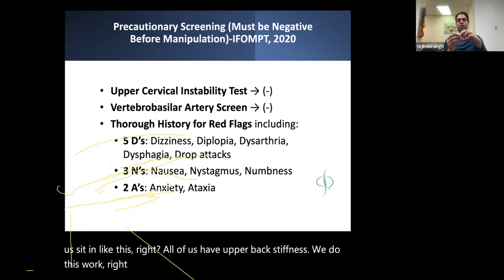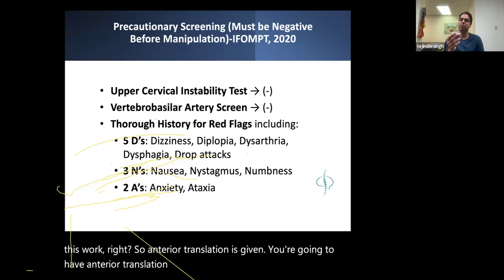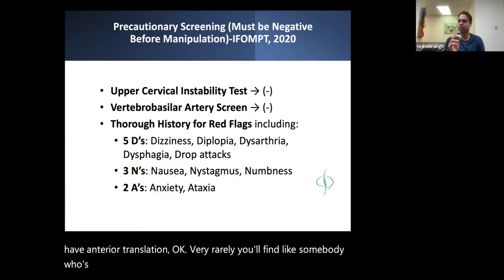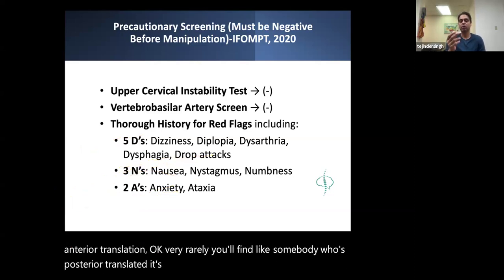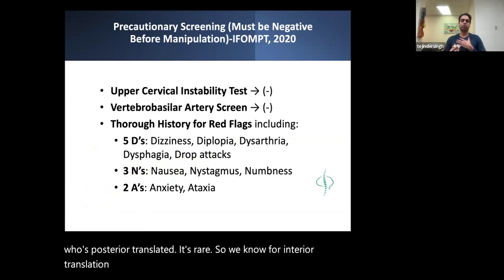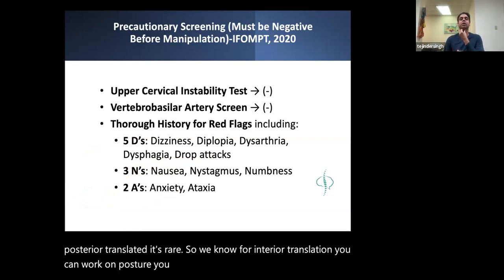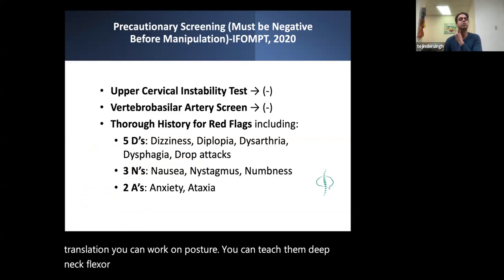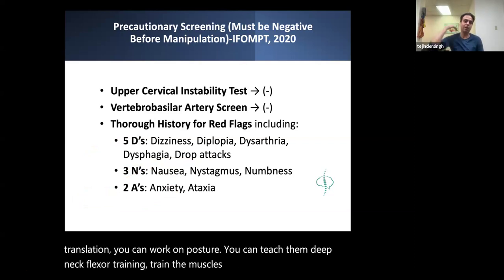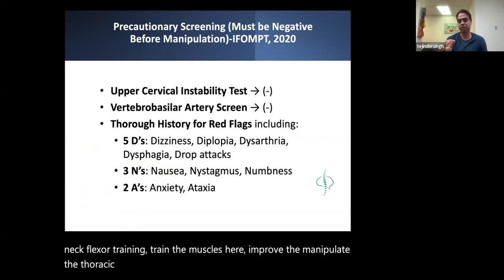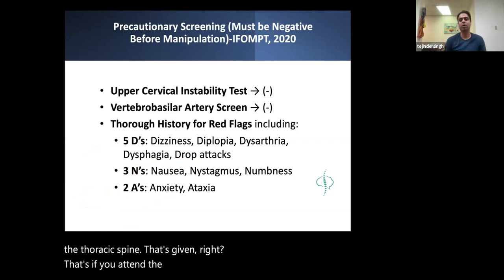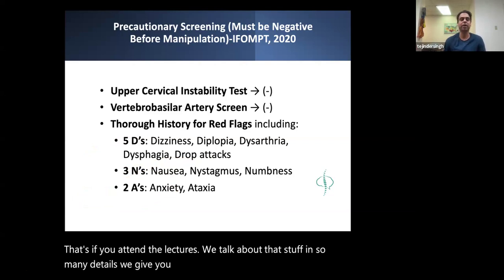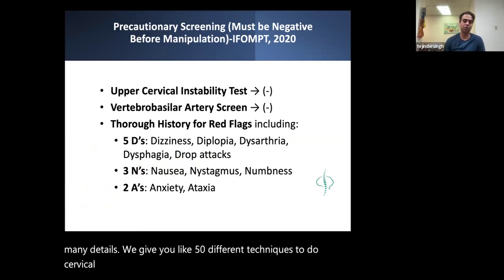So anterior translation is a given. Very rarely you'll find somebody who's posterior translated. It's rare. So we know for anterior translation, you can work on posture. You can teach them deep neck flexor training, train the muscles here, manipulate the thoracic spine. That's given. If you attend the lectures, we talk about that stuff in so many details. We give you like 50 different techniques to do cervicothoracic mobilization, thoracic manip. You can do that stuff.